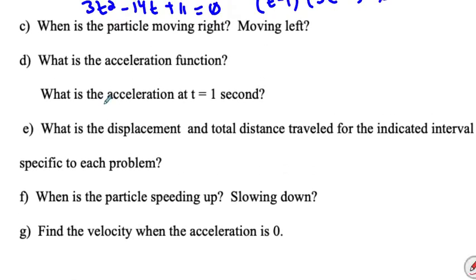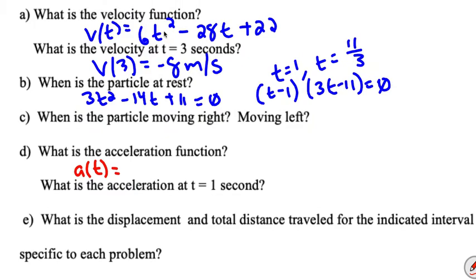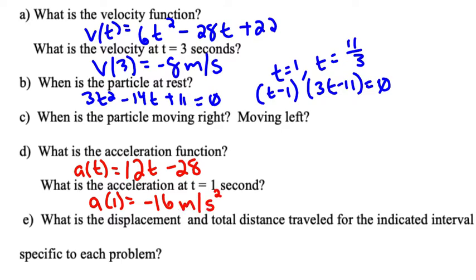What's the acceleration function? Acceleration A of t. Make sure that you go back to this problem, because when I did this I was looking at my factored form when I divided 2 out. So make sure you don't make the same mistake as me. Go back up to that beginning one, 12t minus 28. What is the acceleration at t equals 1? Plug 1 in there. A of 1 gives you -16. Again, we want units. Units for acceleration is meters per second squared. Just the seconds is squared, not the meters.